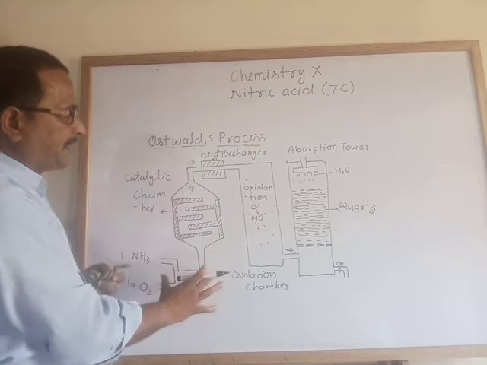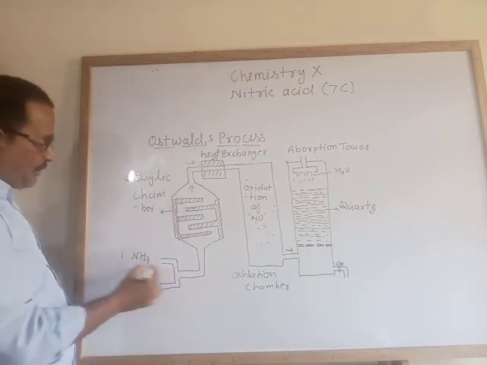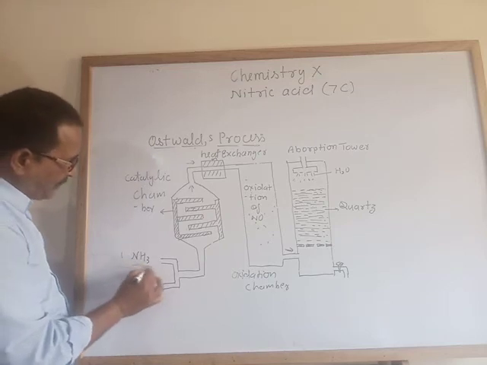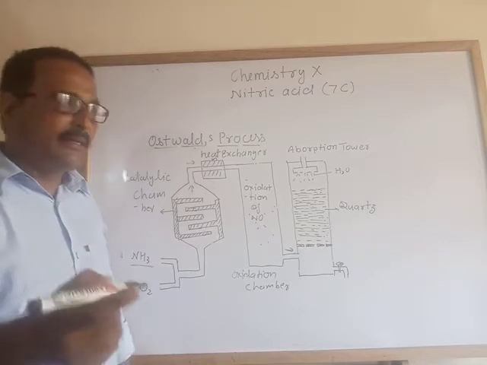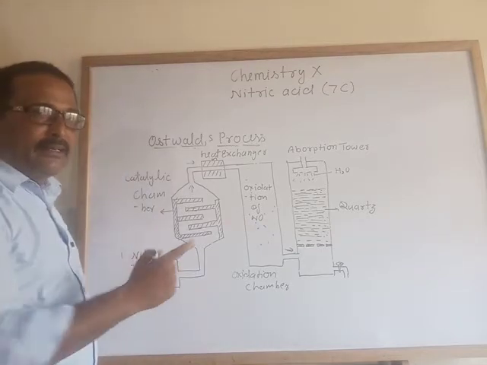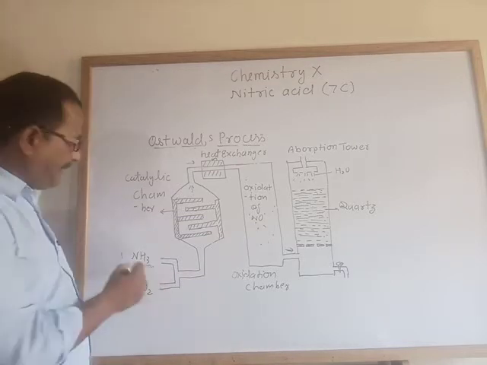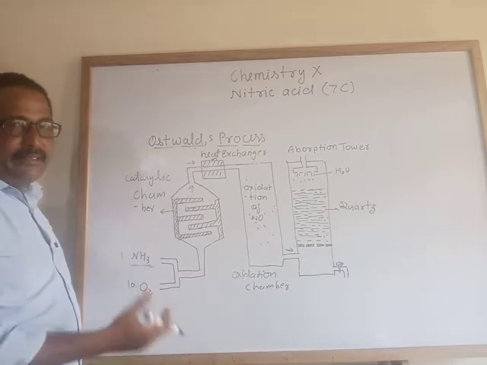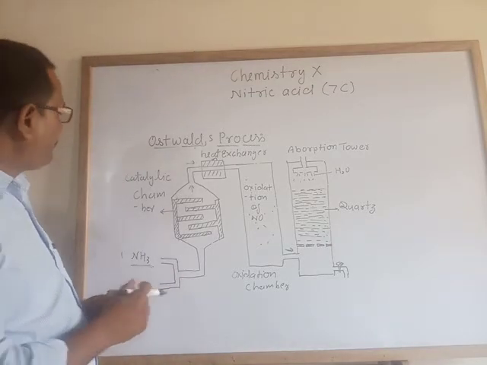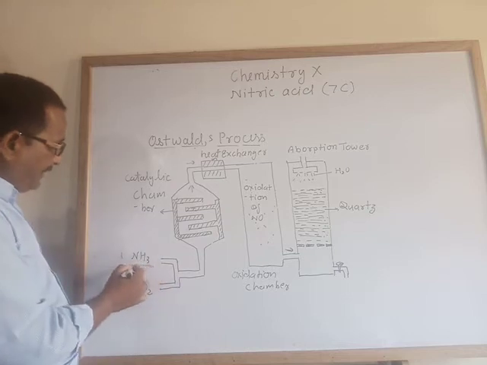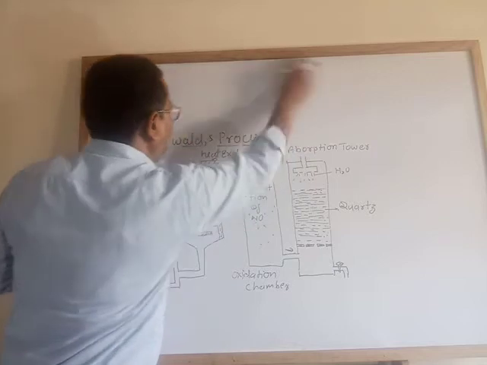I have made a diagram here. See that. First is the source of ammonia. What are the sources of ammonia? By the Haber process. I had explained this in the ammonia chapter: preparation of ammonia on a large scale by the Haber process. Oxygen comes from the air in the atmosphere, by fractional distillation of liquid air.